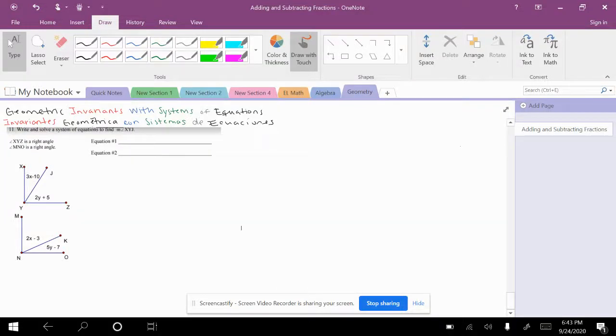In this video, we are learning geometric invariants with systems of equations. En este video estamos aprendiendo invariantes geométricas con sistemas de ecuaciones.